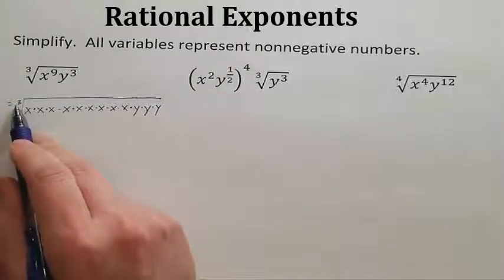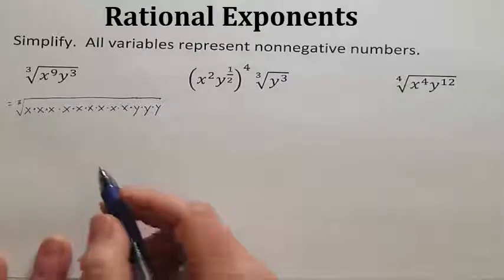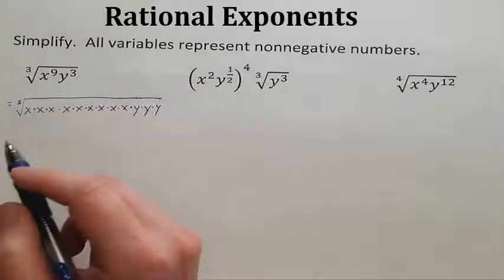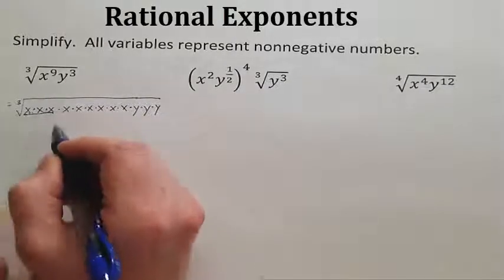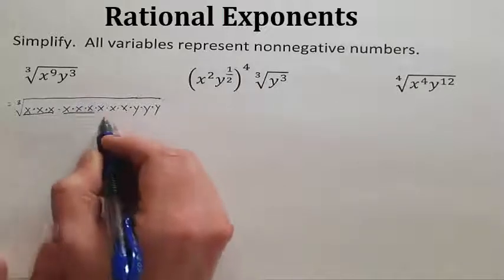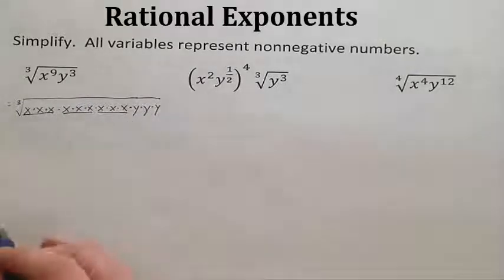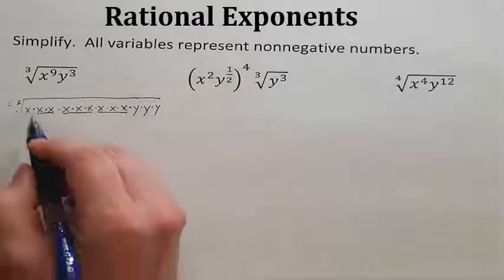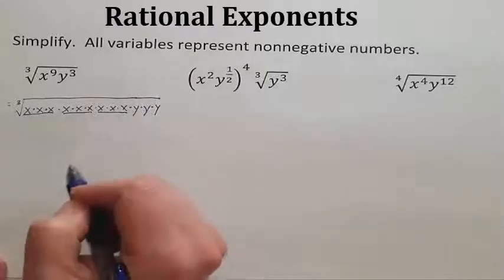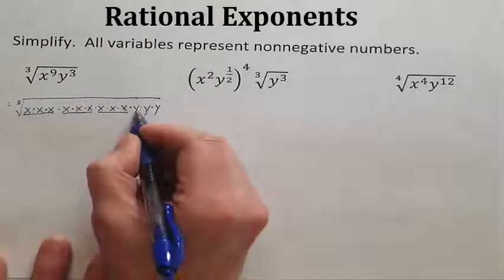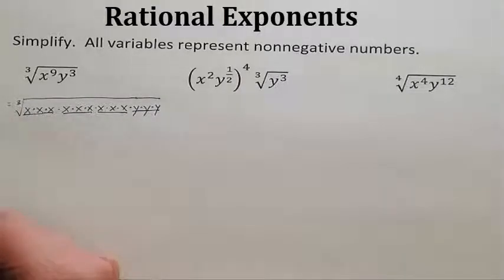What does this third root mean? This third root means that we have three things being multiplied together. So I need three things being multiplied together. So I'm making these in groups of three. So there's 1, there's 2, and there's 3. So I had groups of 3. Here's a group of 3, there was a group of 3, and there was a group of 3. I'm looking for groups of 3. Here's another group of 3.